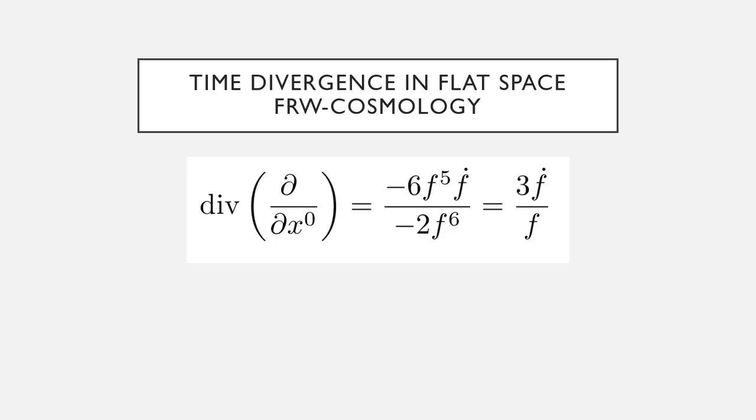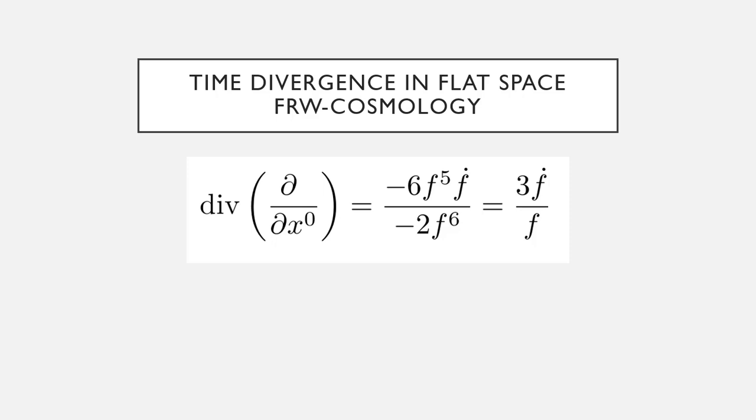The power rule says bring that 6th power down and subtract 1 from the exponent, so that's how you get the -6 f to the power of 5. But the chain rule says you have to multiply by the derivative of the function on the inside, so you have to multiply by f dot, being the derivative of f with respect to t. We're dividing by twice g, so we get -2 f to the 6th in the denominator. All of this reduces to 3f dot divided by f.